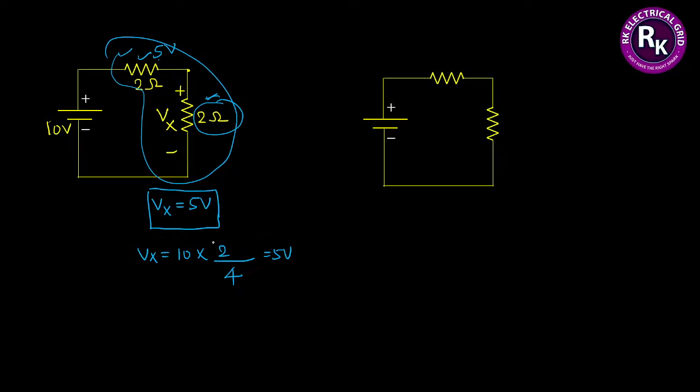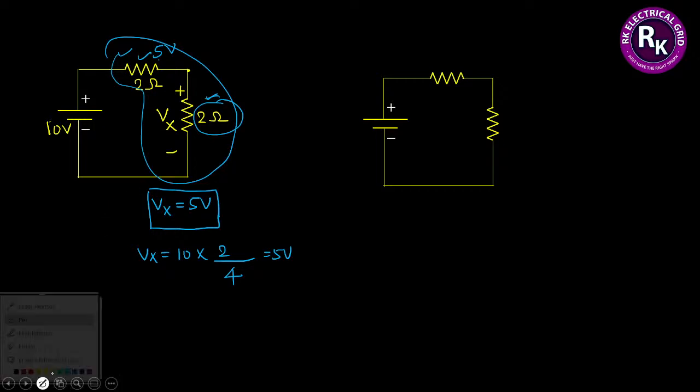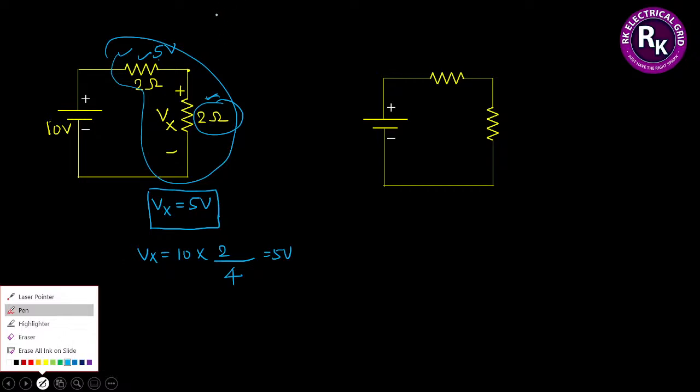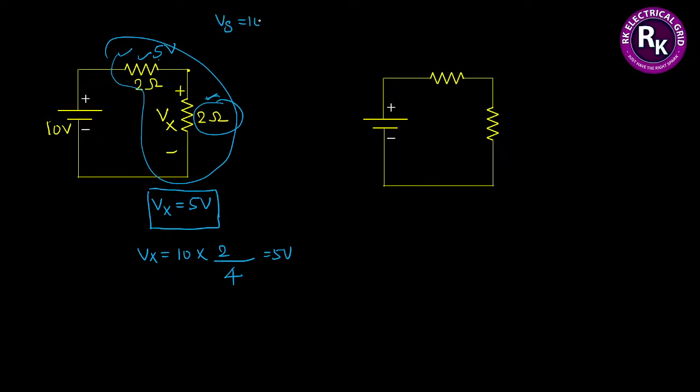First case. Now what am I going to do in the second case? Just observe me carefully. In the first case, when the supply voltage is 10 volts, the voltage drop across this 2 ohm resistor becomes 5 volts. Suppose the supply voltage is 20, can anyone please tell me the voltage drop across the resistor?